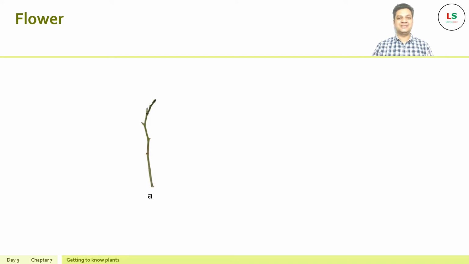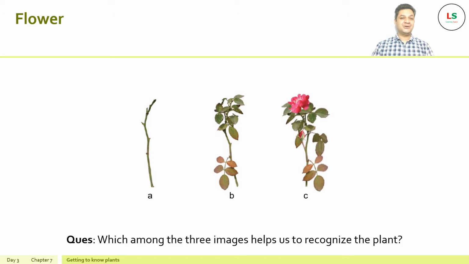Coming over to the flower, which happens to be the most cute part of the plant. Here we have 3 images. Now here is a question for you. Which among the 3 images helps us to recognize the plant? Put on your thinking caps and keep thinking. Yes, it's the third image which easily makes us identify that the plant is a rose plant.